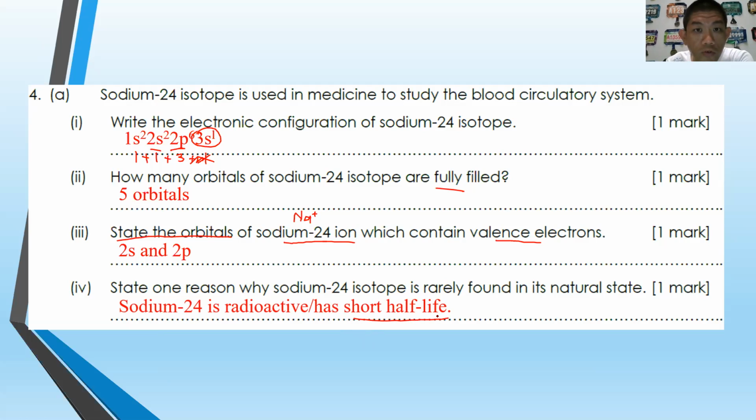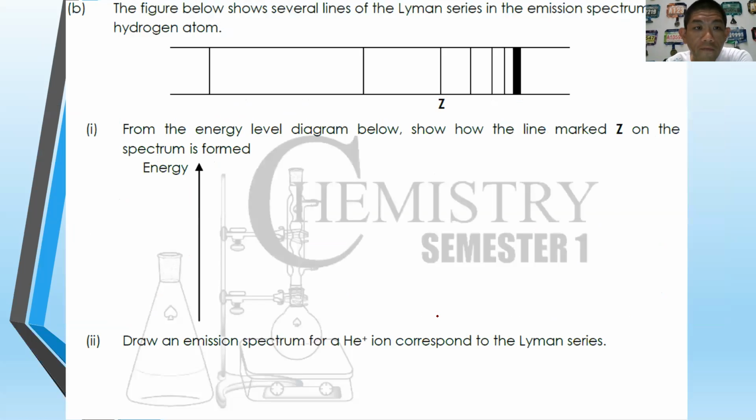Then we go straight away to question number 4b. The figure below shows several lines of the Lyman series in the emission spectrum. The energy level diagram below shows how the line marked Z is on the spectrum. So in here, it is a Lyman series. If you look carefully at the statement here, it already stated that it is a Lyman series.